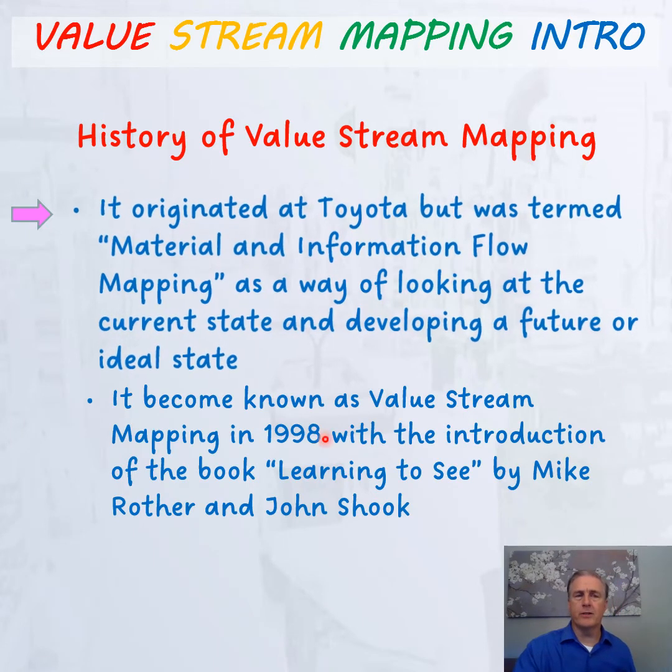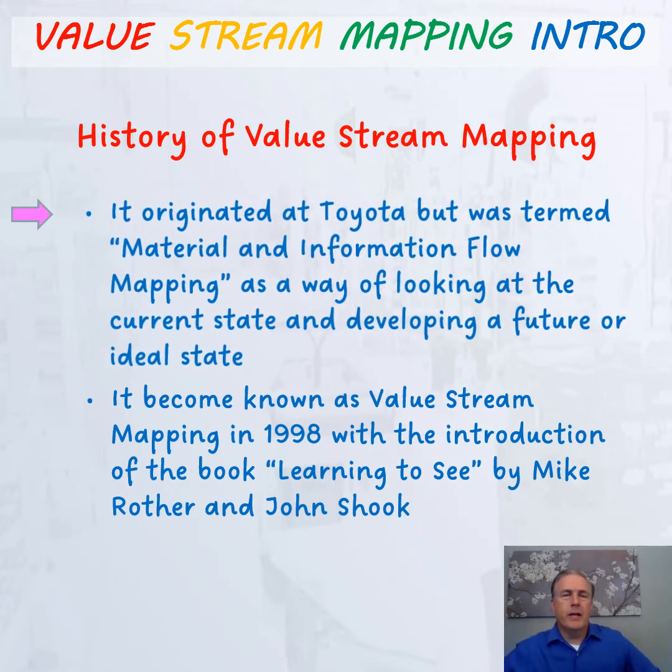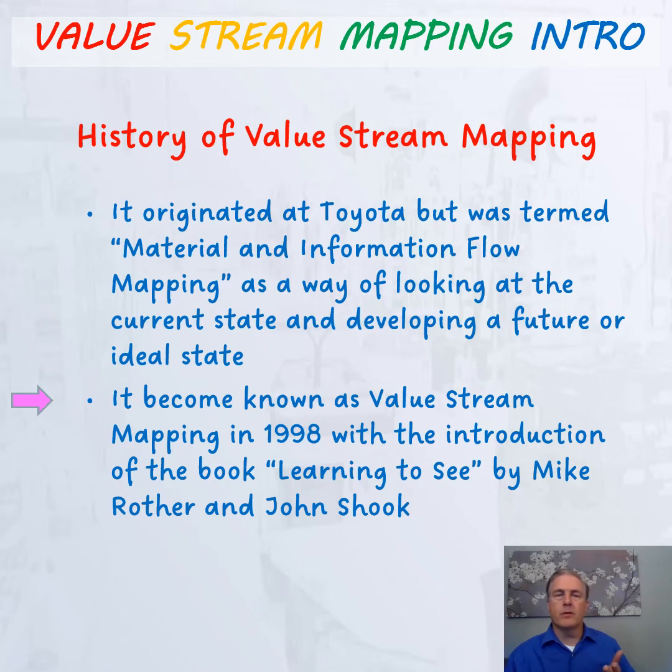So the history of value stream mapping, it originated at Toyota, but it was termed material and information flow mapping as a way of looking at the current state and then developing a future or ideal state. So it became known as value stream mapping in 1998 with the introduction of the book Learning to See by Mike Rother and John Shook.